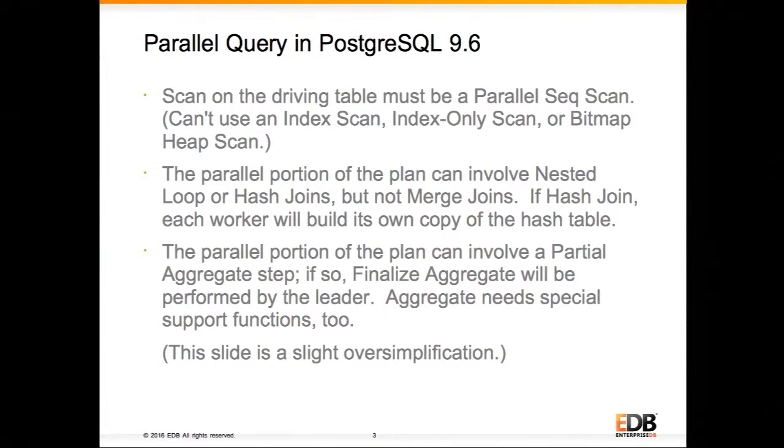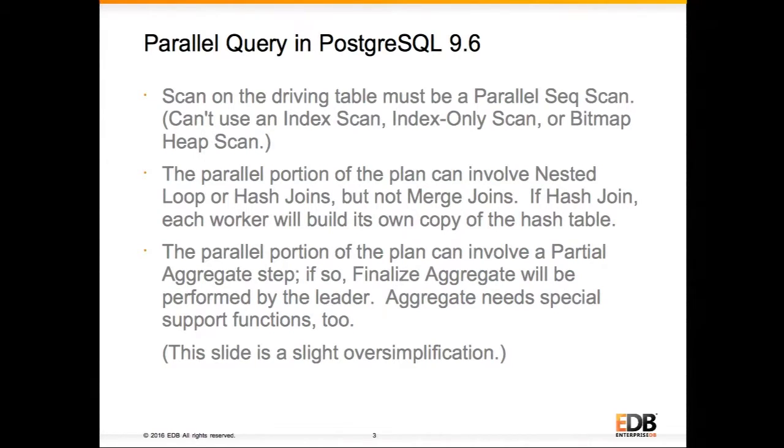So what is the state of Parallel Query in PostgreSQL 9.6? We can do scans in parallel, joins in parallel, and aggregates in parallel, which sounds pretty good, but there are significant limitations in all three cases, which is not as good. The scan on the driving table needs to be a parallel sequential scan. You can use indexes from elsewhere in the Parallel Query plan, but the scan on the driving table has to be a parallel sequential scan, not an index scan or an index-only scan or a bitmap heap scan, which is an unfortunate limitation.